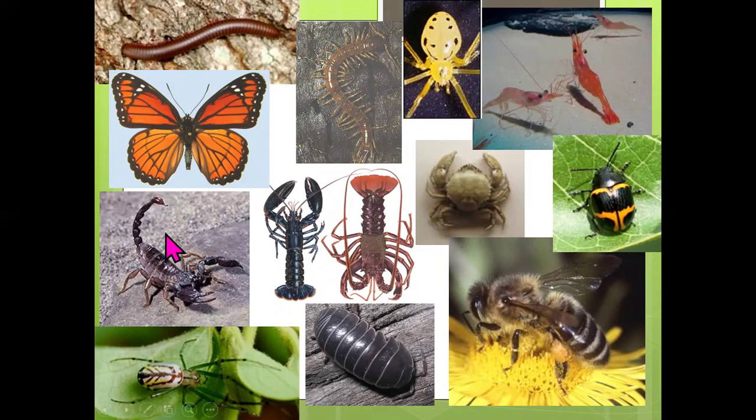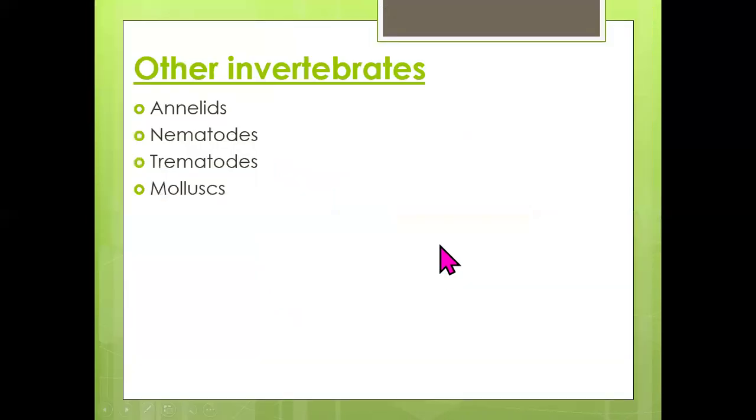We have the scorpion here. We have a butterfly. We have millipede, centipede. We have crayfish. We have spider. We have bees, and so on and so forth. Other invertebrates include annelids, which we are going to discuss in detail. We have nematodes, trematodes, and we also have mollusks.